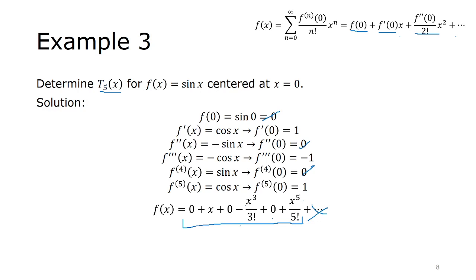If you kept going further, eliminating the 0 terms, it looks kind of neater like this, right? That would be your fifth degree polynomial, but you could continue that on if you wanted to write out the Taylor series. Let's try one more.